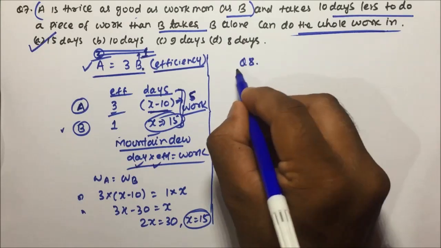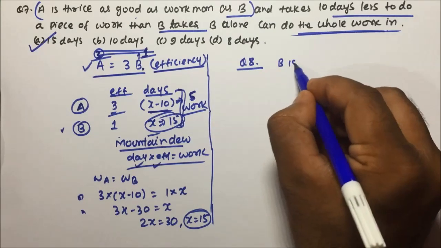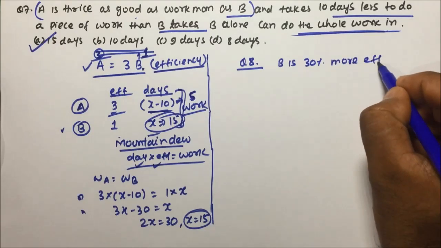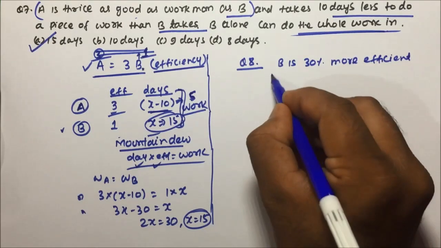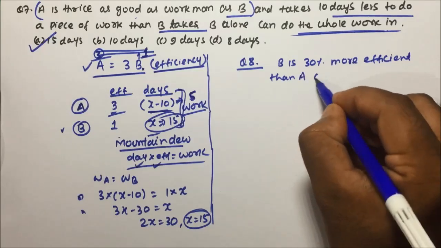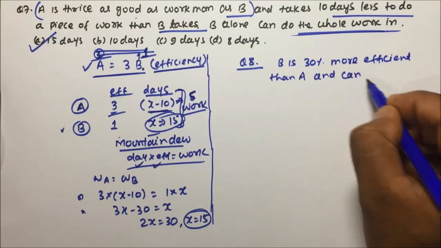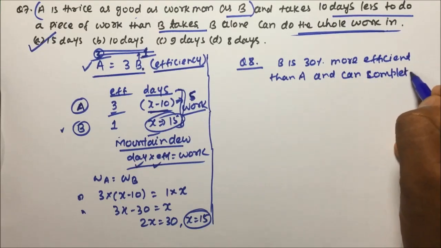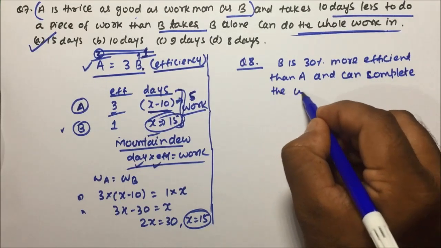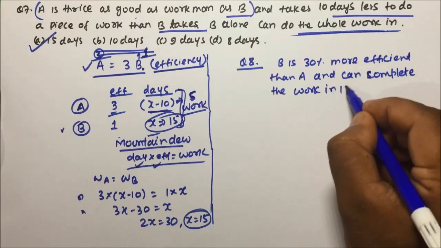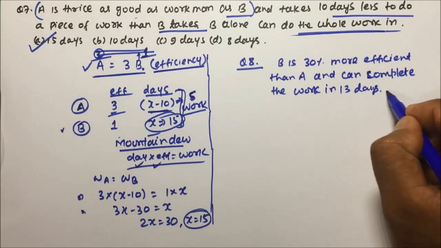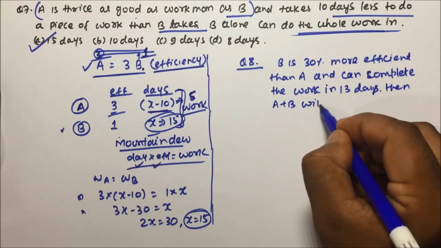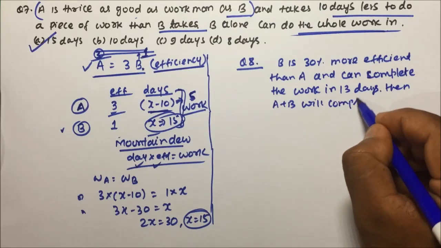Now I'm going to tell you one more question. See, if B is 30% more efficient than A and can complete the work in 13 days, then A plus B will complete the work in how many days?